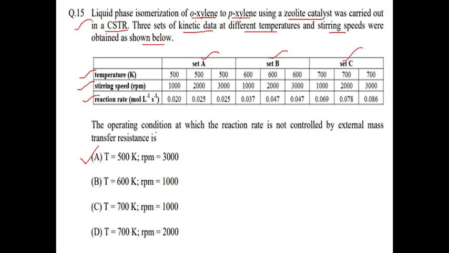The operation condition at which the reaction rate is not controlled by external mass transfer resistance. Okay, so this is a condition not controlled by external mass transfer resistance. We have four options. The answer for this question is option A. I am going to explain how.